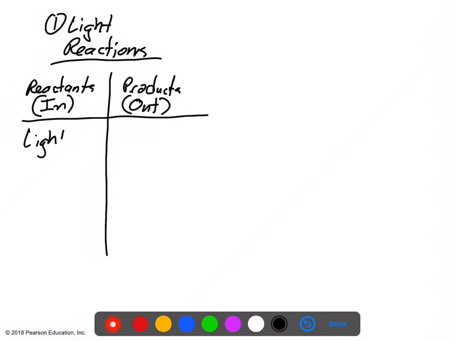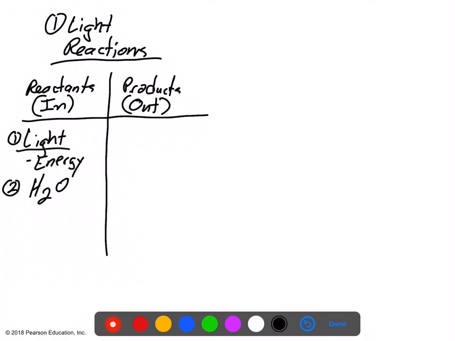Well, if we go back, we know that we're going to need light. So what is the role of light again? It's just to provide energy, right? In the form of sunlight. That's one thing we need. What's the second thing we need? We need water.